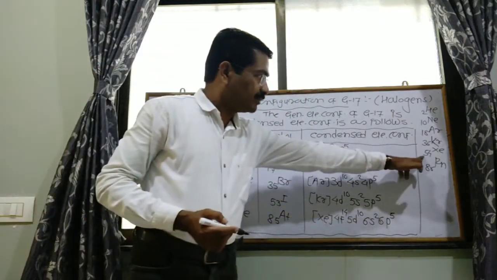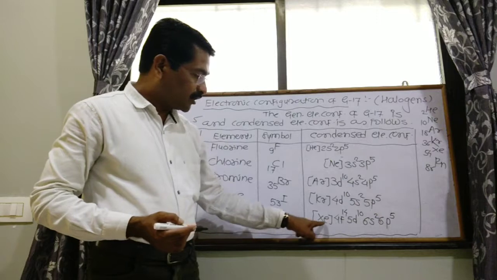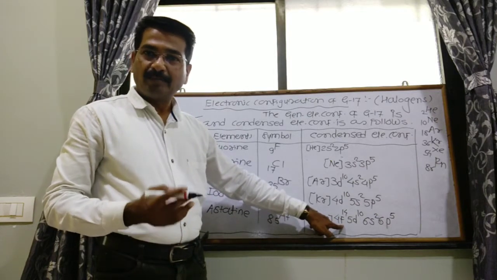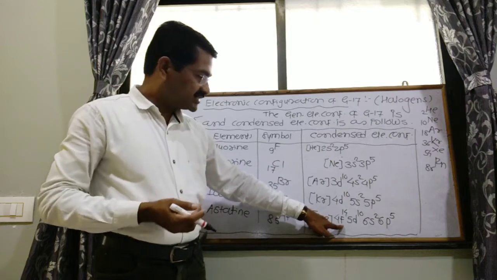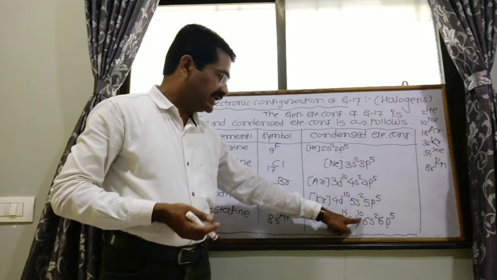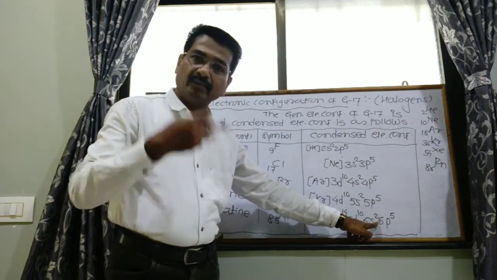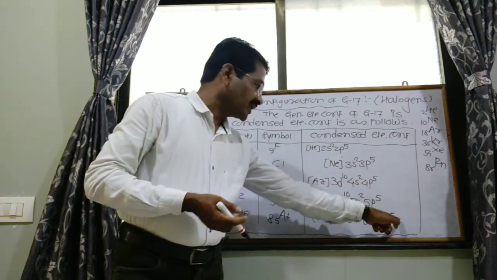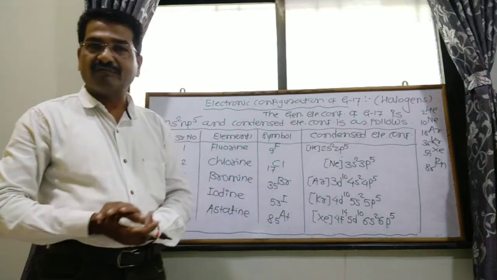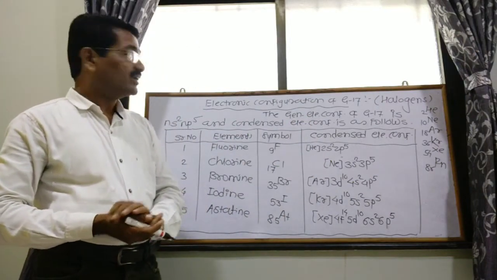Xenon having 54, 54 plus 14, that is 68. Here 10, 78, then 2, that is 80 plus 5, 85. So this is the condensed electronic configuration of what?